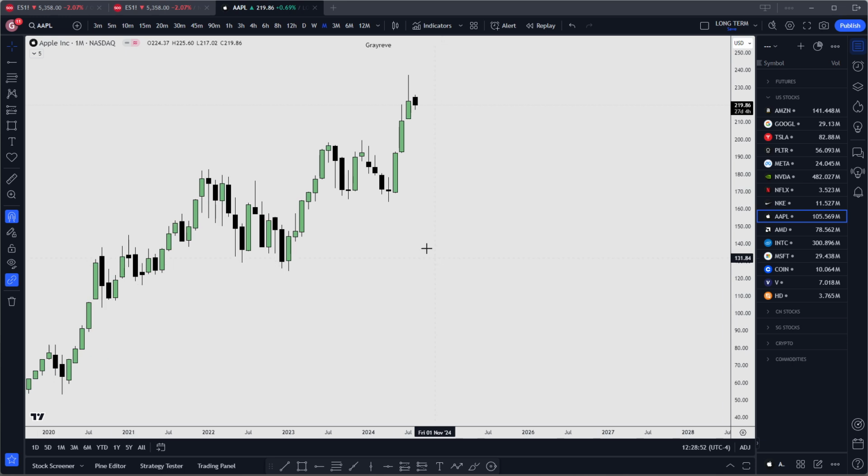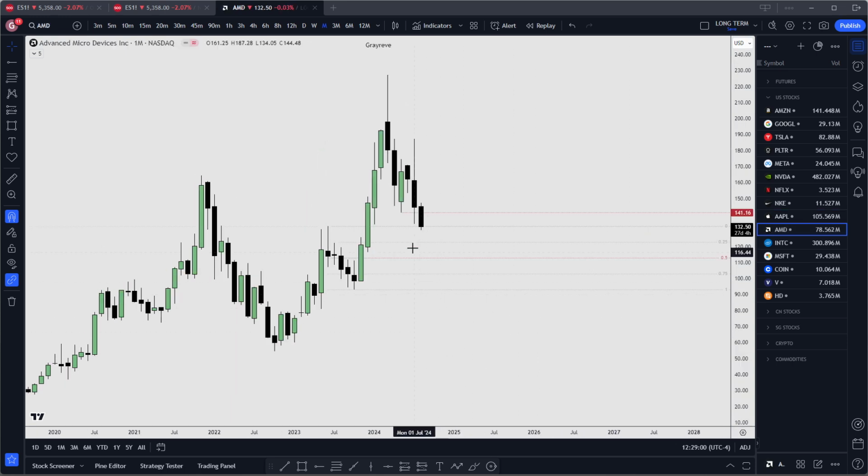Apple, same thing as other tech stocks, all-time highs, price discovery, no comments. AMD right now we are reaching into these down close candles. These down close candles should support the price to go higher. This swing low is the invalidation for higher prices.